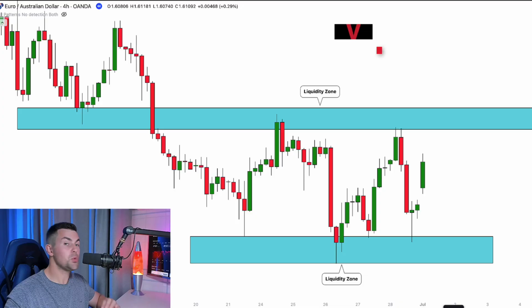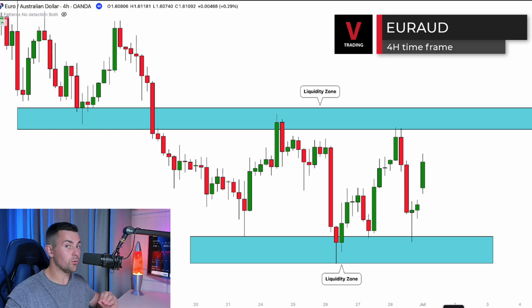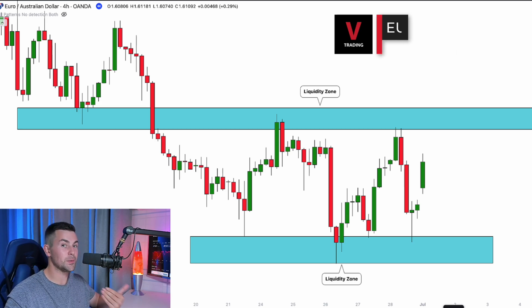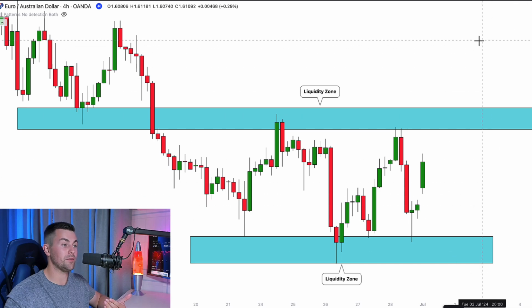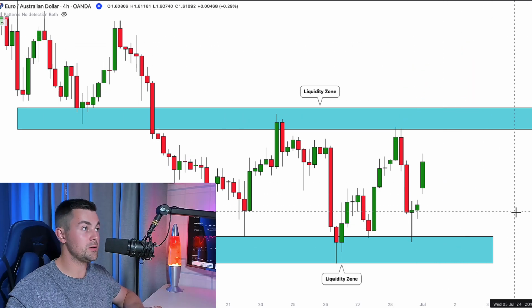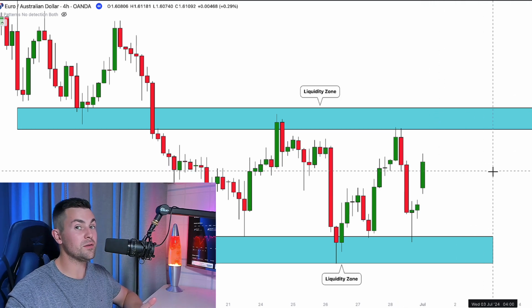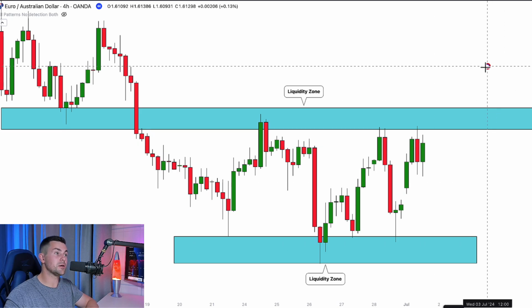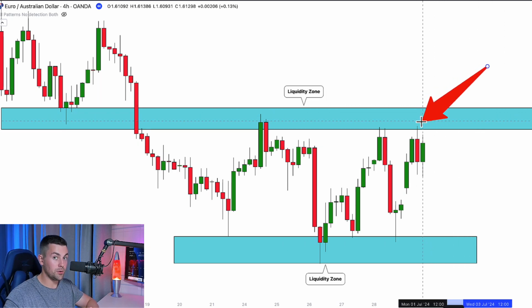Let's study the example of a bearish order block. We are on Euro Aussie pair in a 4-hour time frame, and again the first task will be to underline the liquidity zones. You can see that here we have two significant liquidity zones. After we spotted the liquidity zones, we are patiently waiting for the test of one of these liquidity zones. After some time, we see a clear test of that upper liquidity zone.